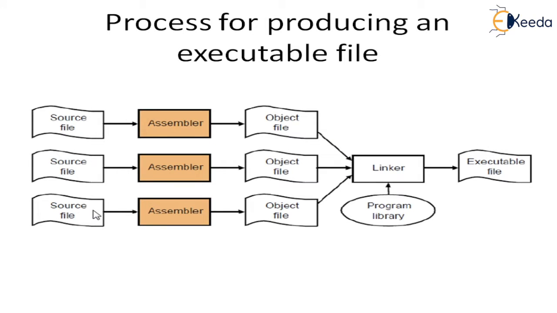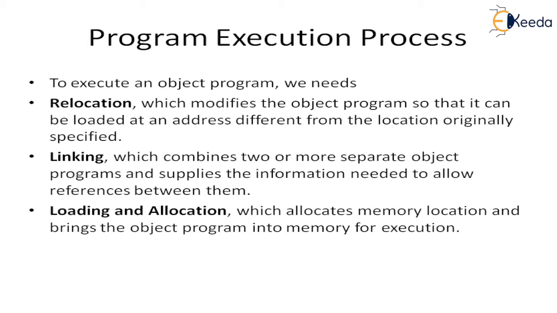After that, how the actual process for producing an executable file takes place. The assembler performs the source file to object file conversion. The linker adds the program libraries into that object file and produces the final executable file. So this is the process for producing an executable file. Next is the program execution process.